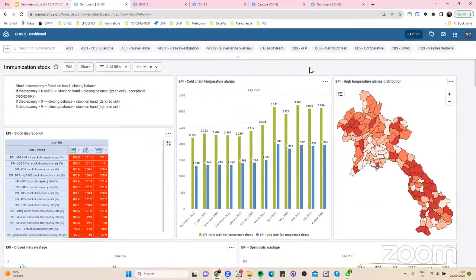So yes, you will have access to all these dashboards. There are already plenty of dashboards, of course, in the demo, but the specific ones of the SIA, it's a matter of days, really.